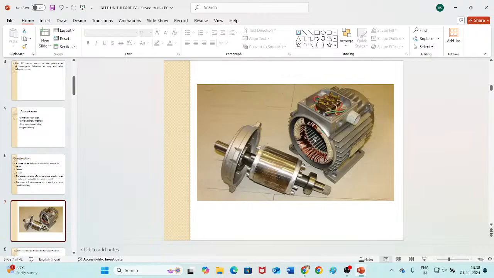The stator consists of three-phase winding that can be connected to the power supply. And the rotor is free to rotate. It has short circuited winding. So let us see the stator.